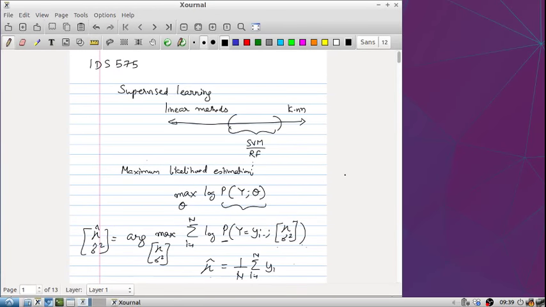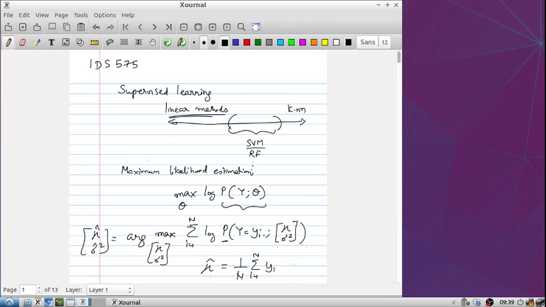So just coming back to the point, we were looking at linear models. That was the first 5 lectures essentially. In the future, we're going to look at SVMs, RFs, random forests, and so on. That was supervised learning, and finally we'll look at unsupervised learning. In between, last class, we looked at maximum likelihood estimation and bootstrap.